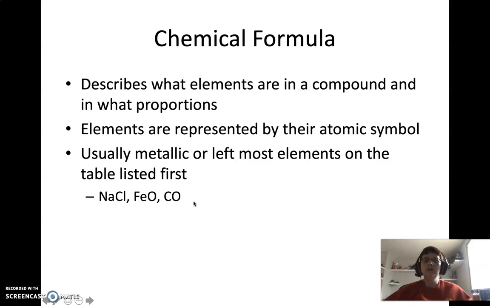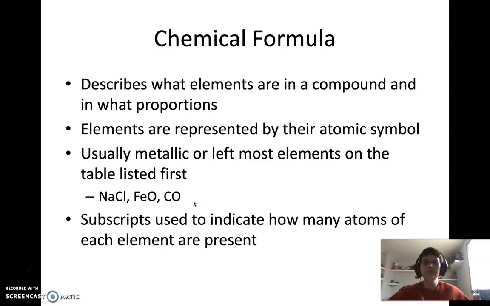Now there are some exceptions, but it's rare to have them listed in a different order. So pretty much most of the time you're going to see that metallic element listed first, or the leftmost element if they're all nonmetals in that formula.